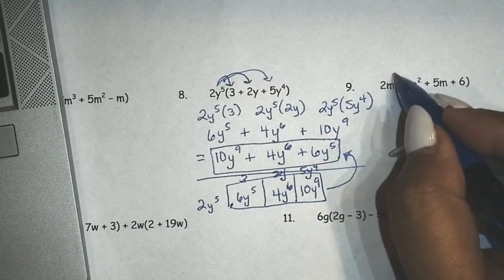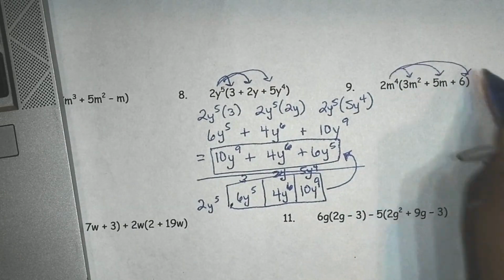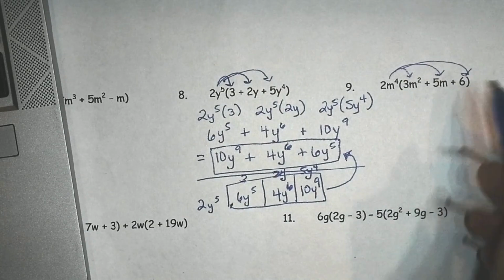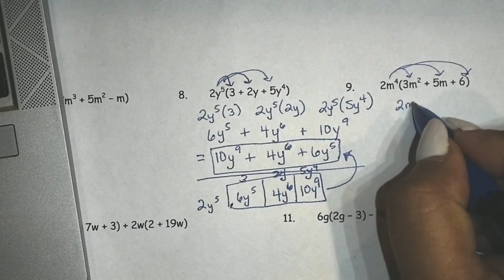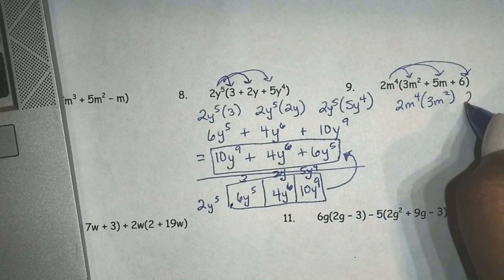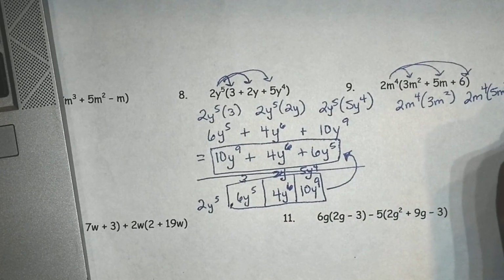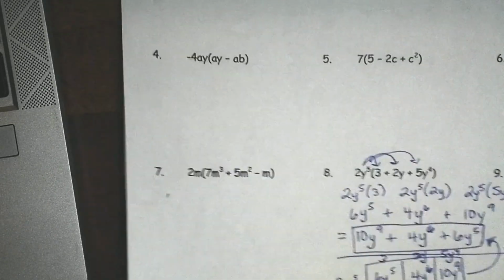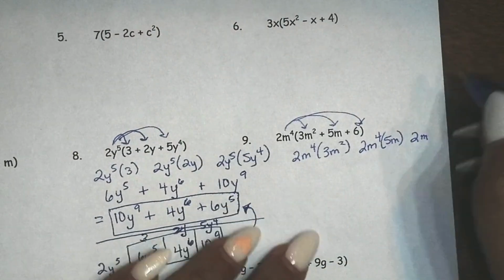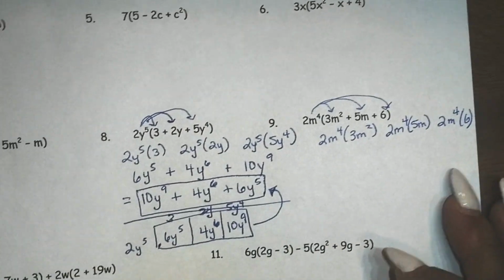Alright, let's look at number 9. We're multiplying 2m to the 4th and distributing that through the parentheses to these 3 terms here. We have 2m to the 4th times 3m squared, 2m to the 4th times 5m, and 2m to the 4th times 6.